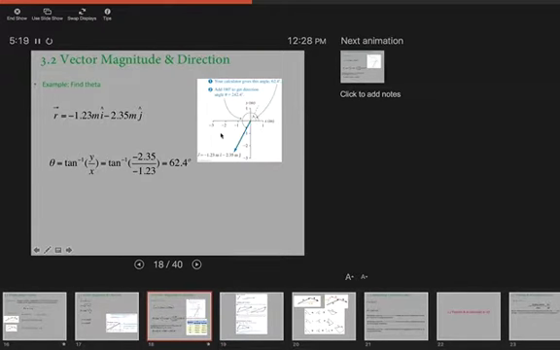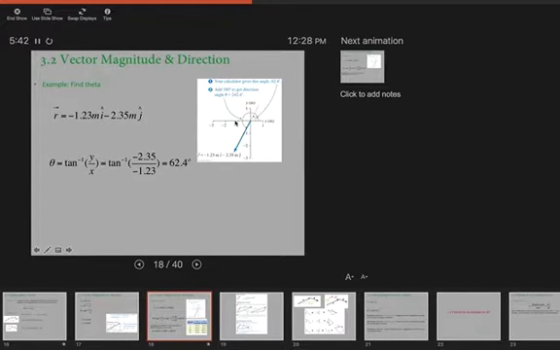I can give you another example. This is vector r equals minus 1.23i minus 2.35j. We plot this on the xy Cartesian coordinates. This is the 0. r is minus 1.23, meaning the minus goes to the left. So this is minus 1. This is minus 1.2, minus 1.23.